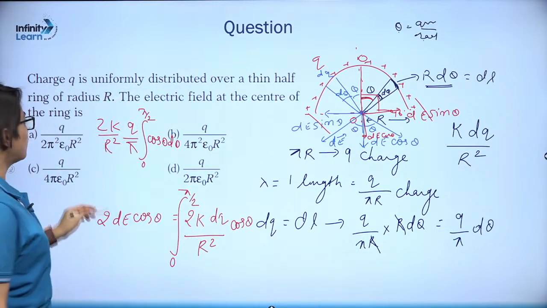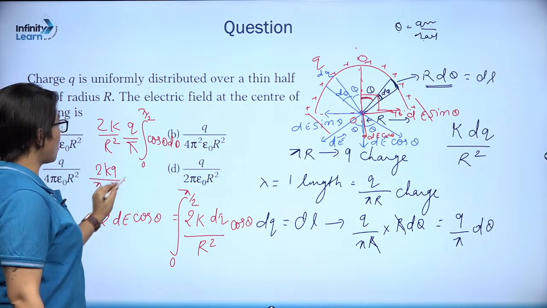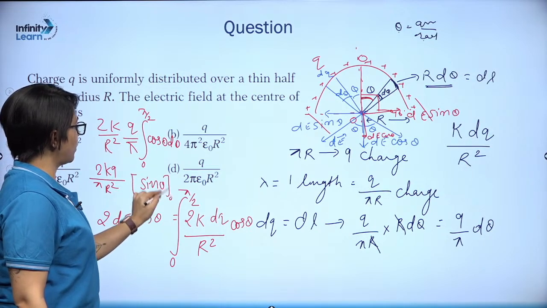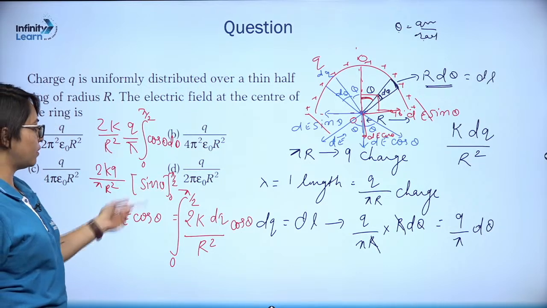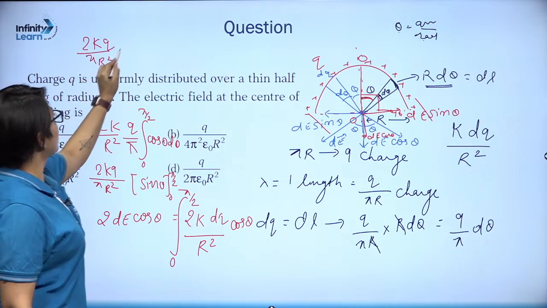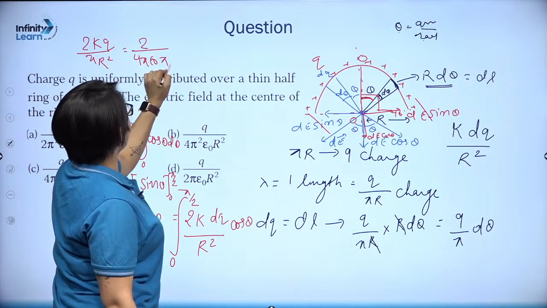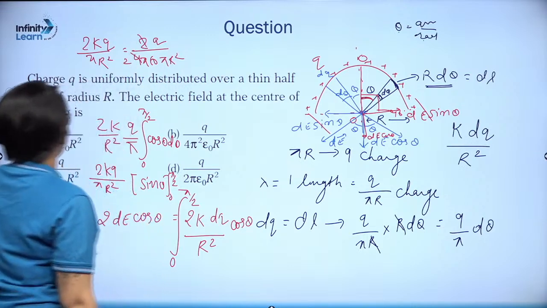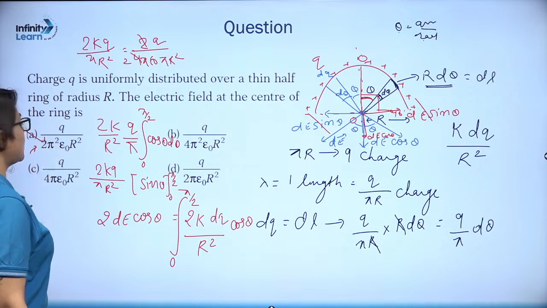Fine. So over here it is 2kq upon pi r square. Cos theta integration is sin theta. We'll have to put upper limit and lower limit like this. So upper limit is pi by 2, sin pi by 2 will be 1 and sin 0 will be 0. So it is 2kq upon pi r square. So it is 2, k is 1 upon 4 pi epsilon naught, pi r square and q. So it is q upon 2 pi square epsilon naught into r square. Option A will be correct, right?